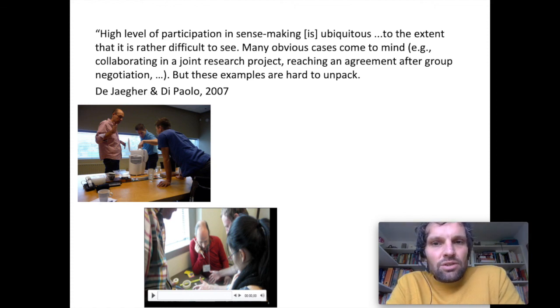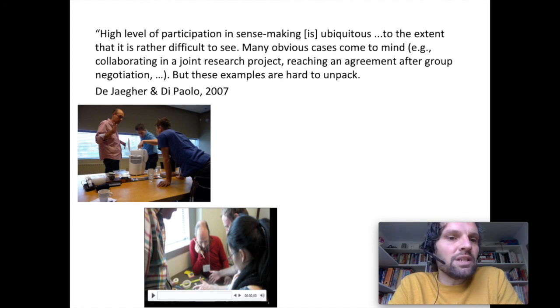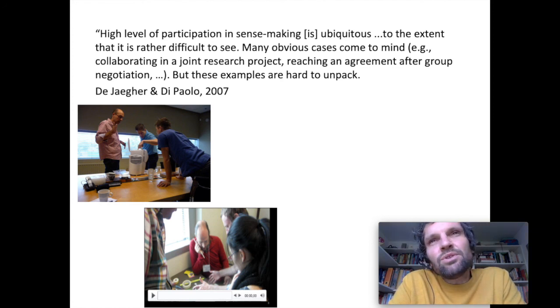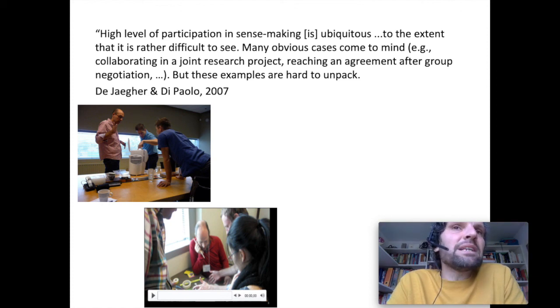But she extends that to much more complex cases. She mentions things like collaborating in a joint research project, reaching an agreement after group negotiation. But these examples are hard to unpack, she says. And that is because, of course, if you are a scientist, you want to break down such complex situations of three people having a business meeting into all the small details of all the aspects of such a situation.